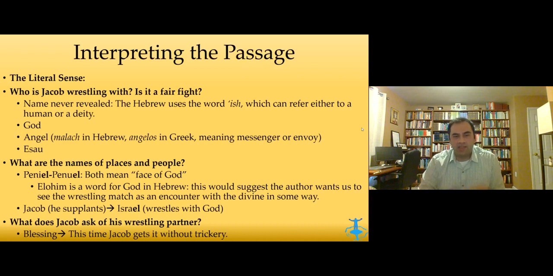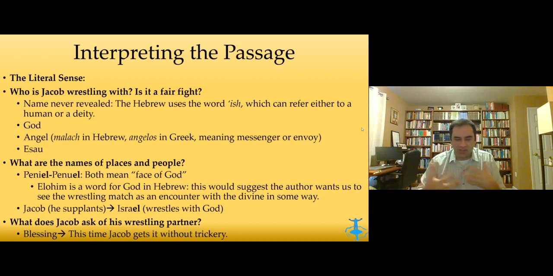Then finally, what does Jacob ask of his wrestling partner? Well, he asks a blessing, right? And so remember, this is going to have bearing on our use of the spiritual senses, that Jacob had tricked Esau out of the blessing of the firstborn son. Remember also that Jacob is returning to the scene of the crime. This is where it all happened. This is where Jacob tricked his brother in really serious ways, right? That made his brother so angry that he wanted to kill him.